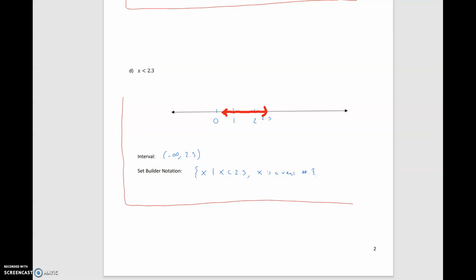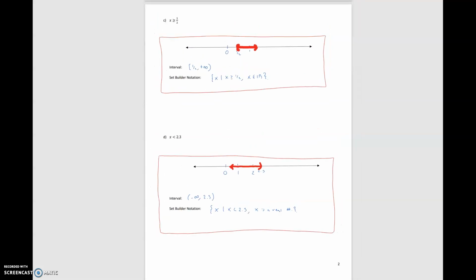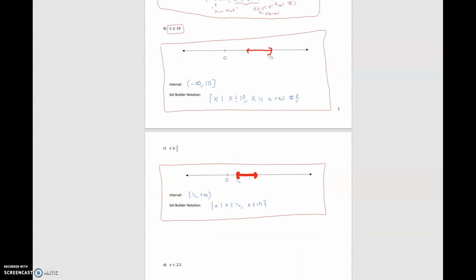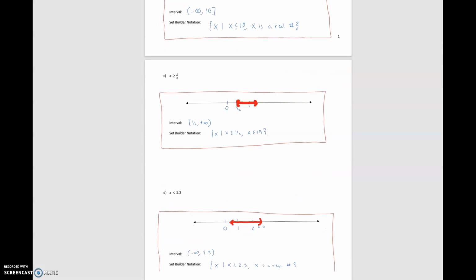For this one, I'll do the other ones in a different video because they represent absolute value ones. But that's pretty much it for Problem 1, A through D.